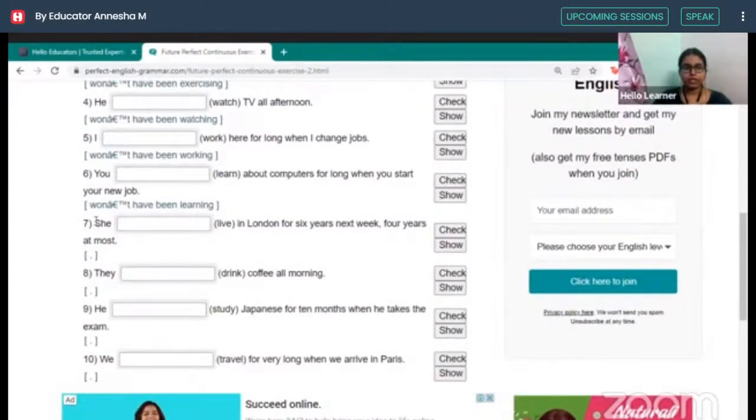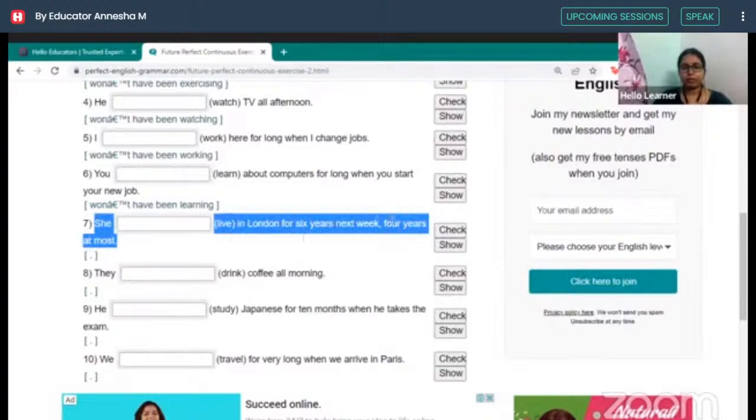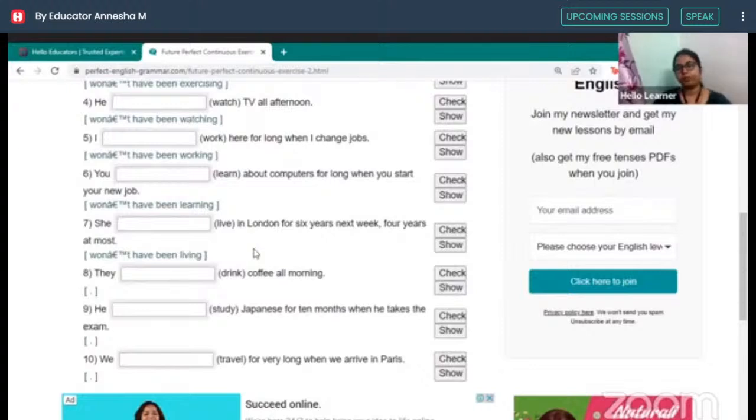Yes, Z, tell us. We won't have been living in London for 6 years next week, 4 years at most. Absolutely correct. We will go to the interrogatives in a bit. Yes, Shobha, tell us the next one.